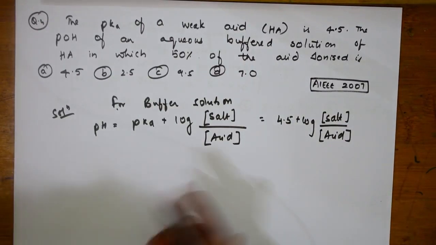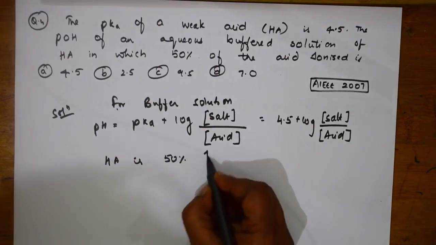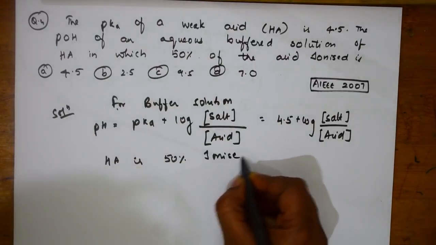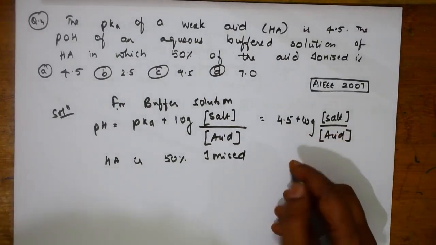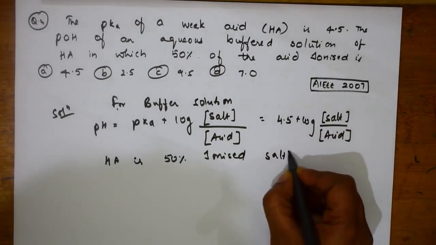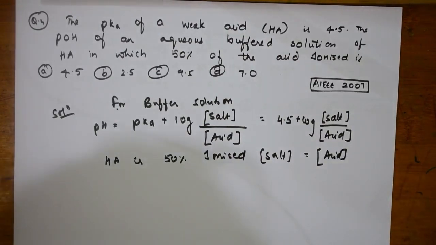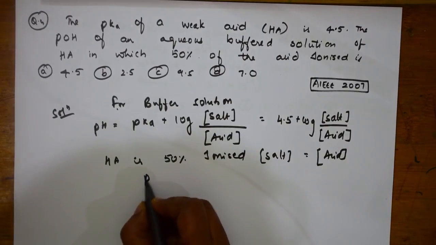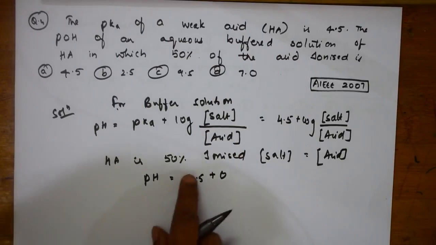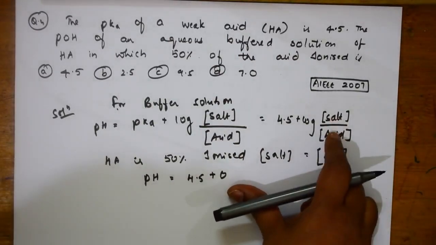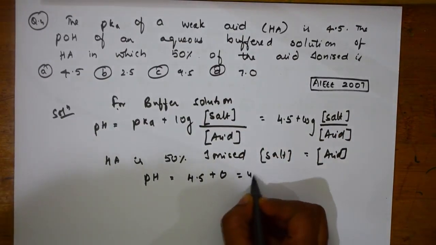Done. Now they said HA is 50% ionized. If it is 50% ionized, then what will happen? Salt is equal to acid. Correct? 50% ionized means salt concentration is equal to acid concentration, exactly half of that, isn't it? So this becomes pH is equal to 4.5 plus 0, because this is equal to this, because 50% ionized. So 4.5 plus 0, this becomes 4.5.